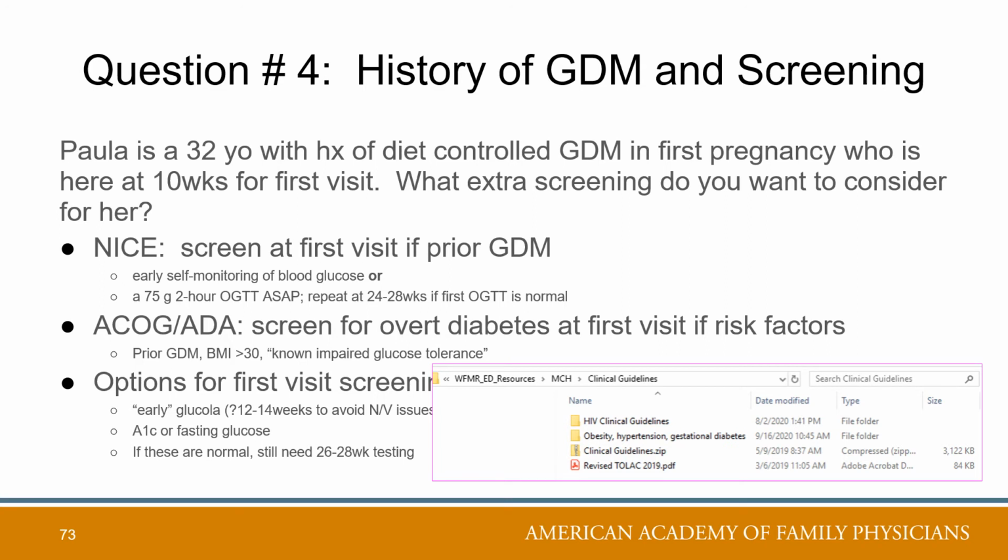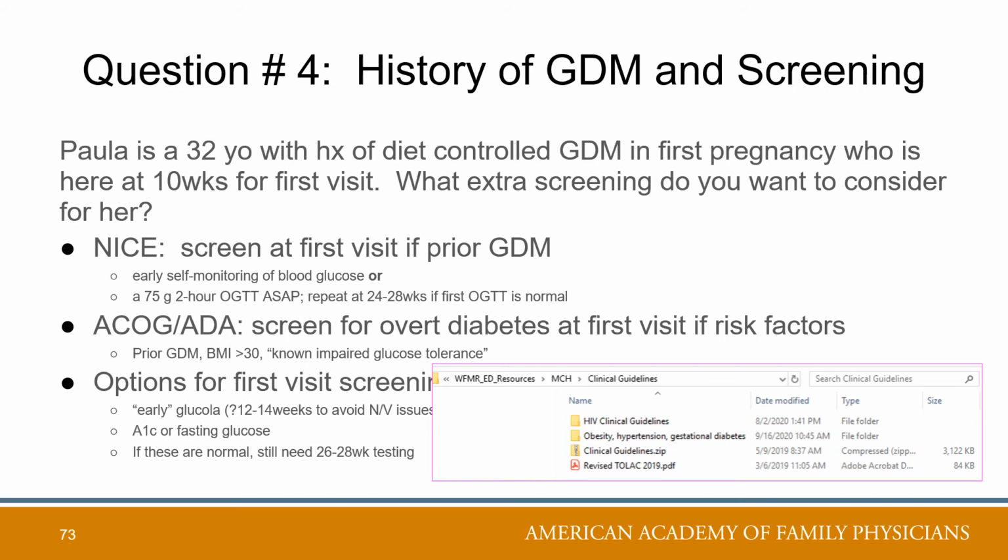We want to screen for overt diabetes at the first visit if there are risk factors, including a prior history of gestational diabetes, body mass index greater than 30, or a known impaired glucose tolerance. You want to really think about, at UMass, using the UMass clinical guidelines that are in the shared drive. That'll be helpful for guiding what to do as you think about screening for diabetes.